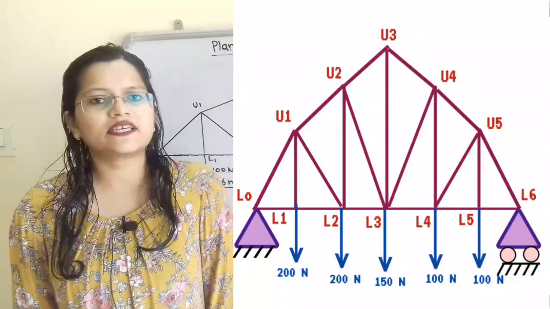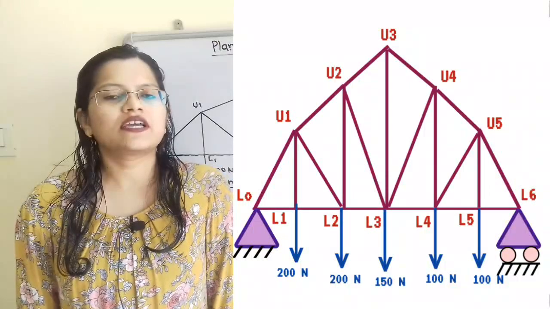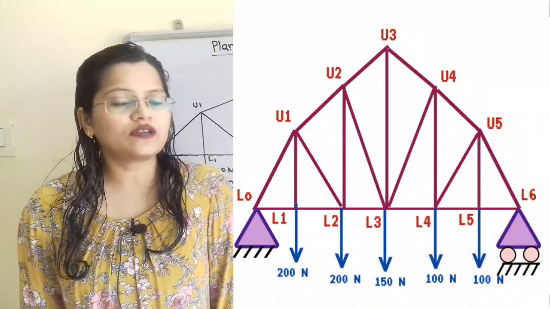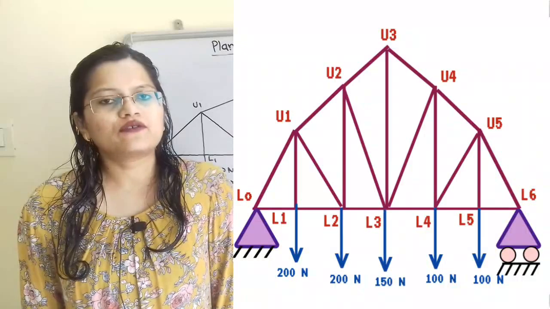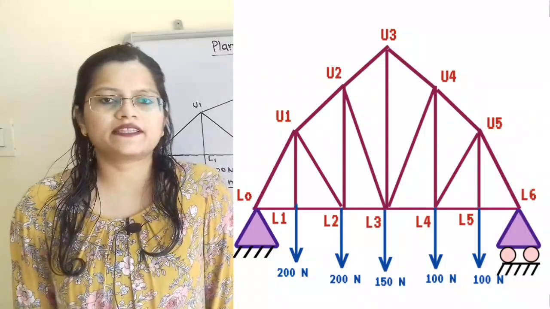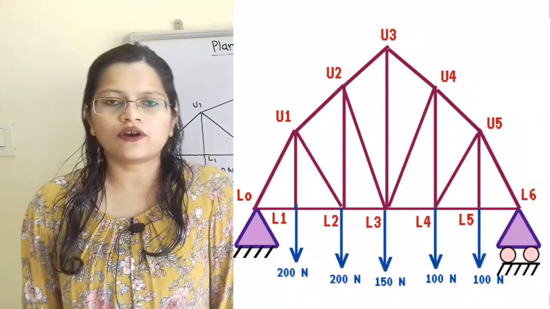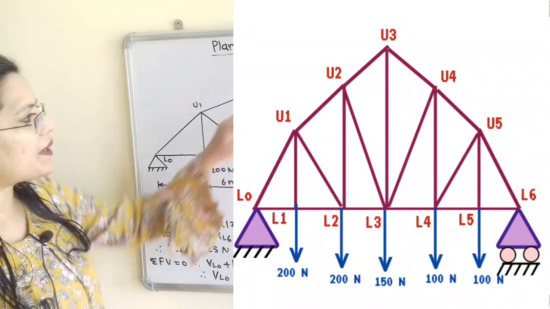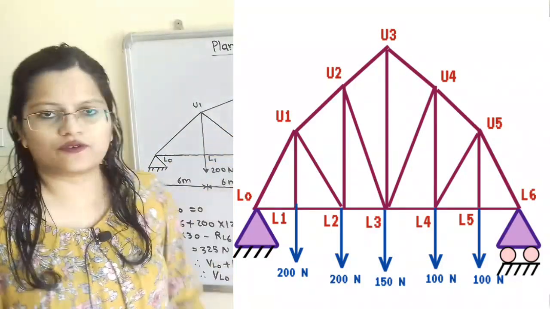There are some basic rules while using the section method. We can pass this section through a maximum of 3 members with unknown forces and not more than that. The second condition is we have to choose the section line in such a way that it will separate the entire frame into two parts. Now, in this question, we have to find unknown forces in the members U3, U4, L3, U4, L3, L4.